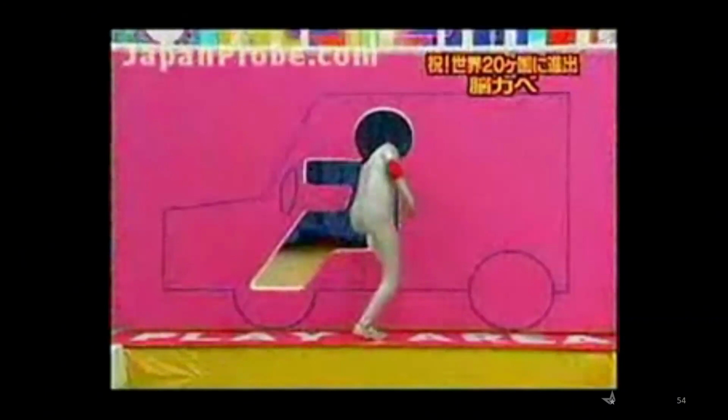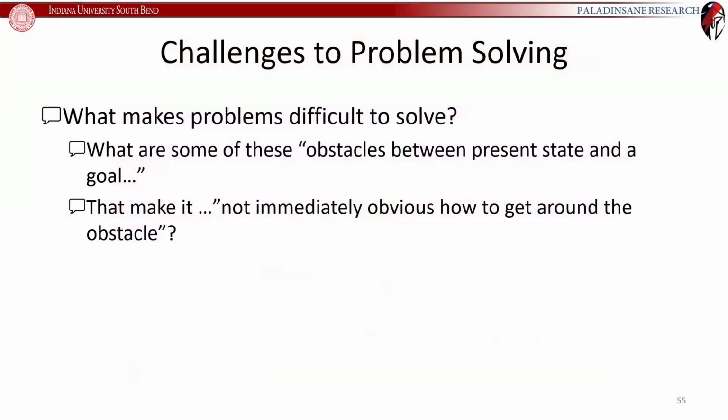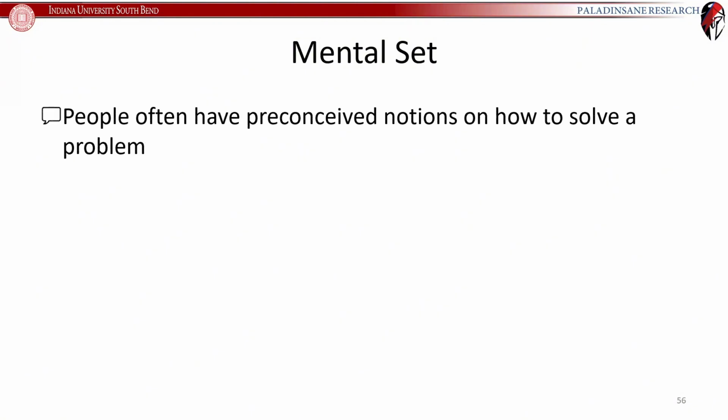All right, so that's functional fixedness. Let's now take a look at our next challenge to problem solving. What is another reason why we get stuck trying to solve a problem? One of the other reasons is related to functional fixedness. Sometimes it gets a little bit confusing which one is functional fixedness and which one is not. But this is the idea of a mental set. This is bringing preconceived notions on how to solve a problem, typically because the strategy that you employed has been successful in the past.